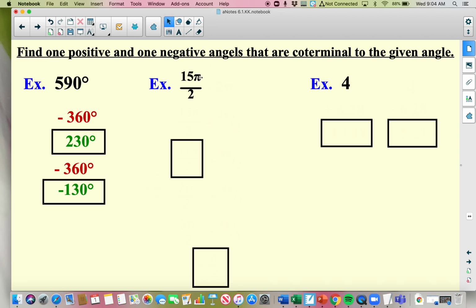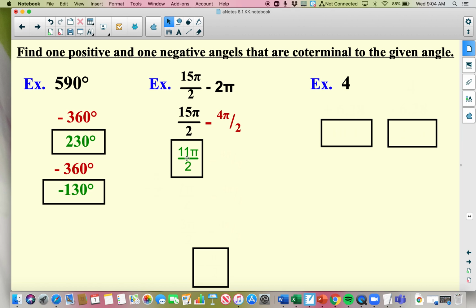Okay, in radians, it's the same way. So 15 pi over 2, I'm going to add and subtract 2 pi. So I could add, but again, I'm going to subtract because I know I want to get to that negative eventually. So if I subtract 2 pi, now you're kind of dealing with fractions, right? So 2 pi to get a common denominator would be 4 pi over 2. Okay, so 15 halves minus 4 halves would be 11 pi over 2. So there's a positive coterminal to 15 halves is 11 halves.